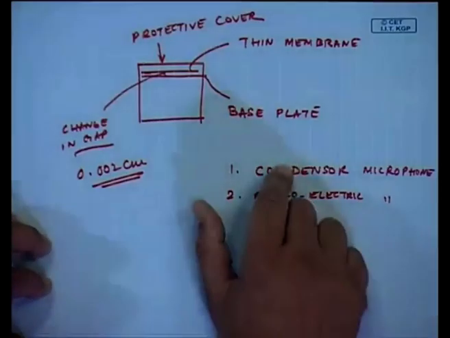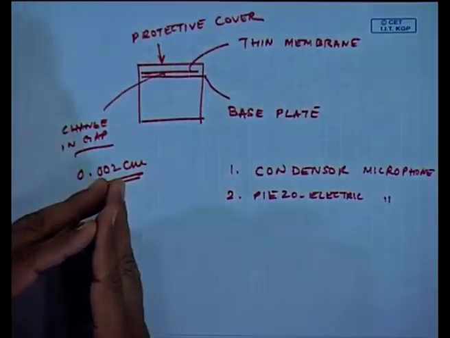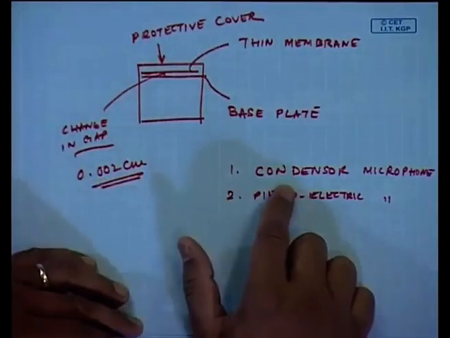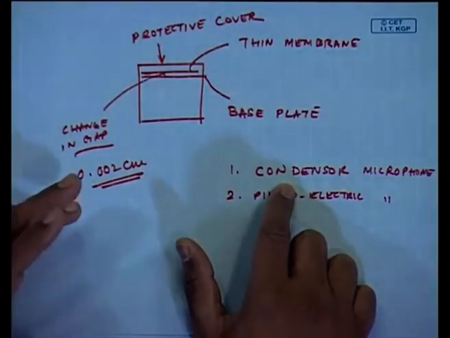These condenser microphones have a very high dynamic range, and at the same time a very wide frequency response. They can measure as low as 0.1 hertz to as high as 100 kilohertz. Now, we only hear up to about 20 kilohertz, but there are many ultrasonic phenomena beyond 20 kilohertz which can be monitored through such condenser microphones.